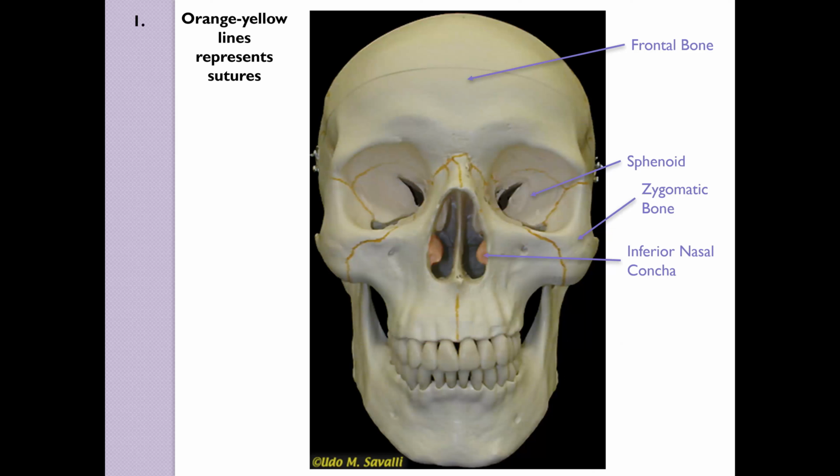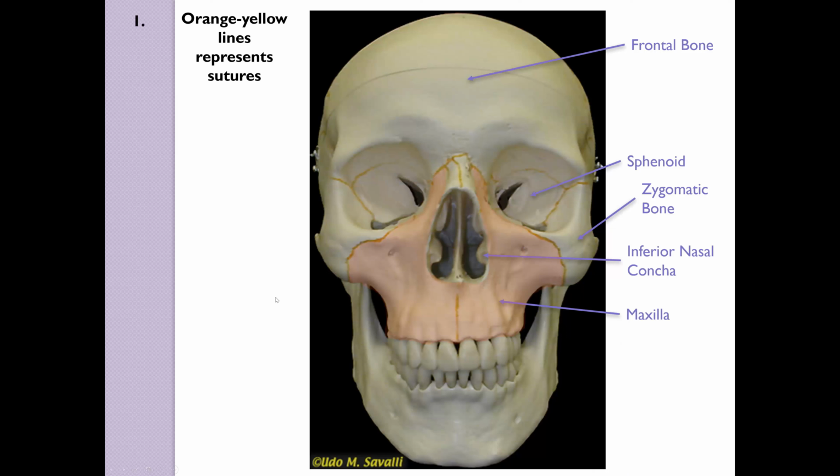The next bone is the maxilla. So notice that the maxilla is the bone that contains the upper teeth. Notice also that the maxilla runs all the way up to form the lateral part of the orbits. And also notice that the maxilla is two separate bones that come together and fuse during development. And if they don't fuse completely, then you actually get what's called a cleft palate.